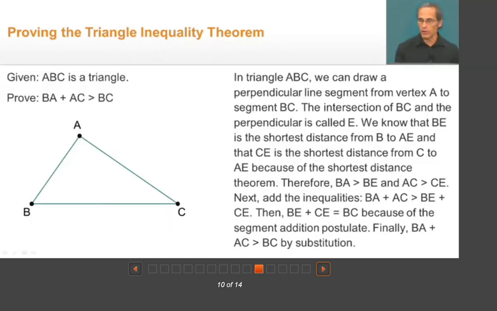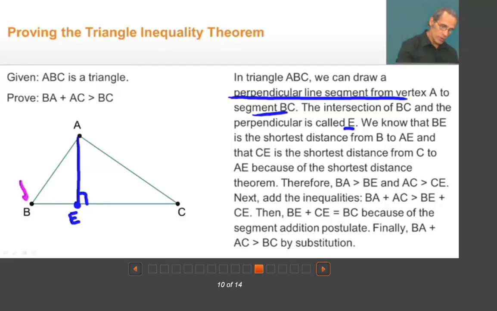Well, the very first thing I'm going to do is draw a perpendicular line segment from vertex A to segment BC. So there's my perpendicular line segment, and I'm going to label that point of intersection E. Now, what we know quite specifically is that if I go through point B to line segment AE, the shortest possible distance will be that line that connects the point to the line segment with a perpendicular line segment. Well, that means BE is the shortest line segment that goes from B to AE.